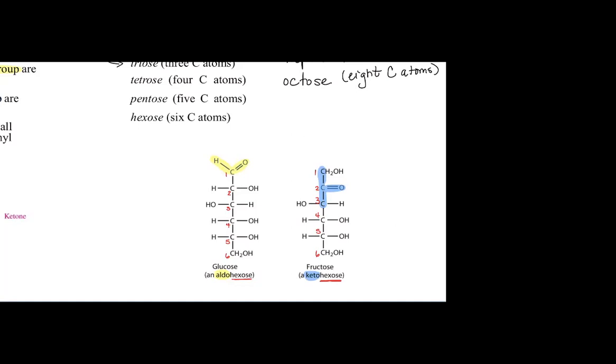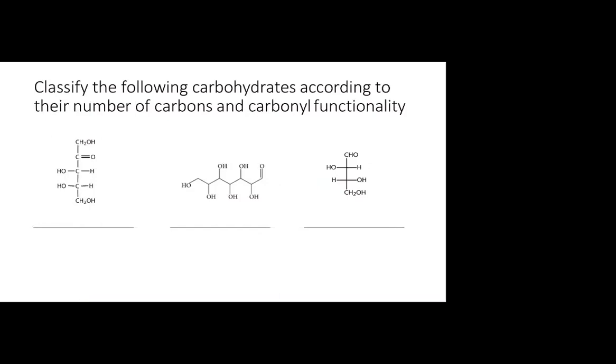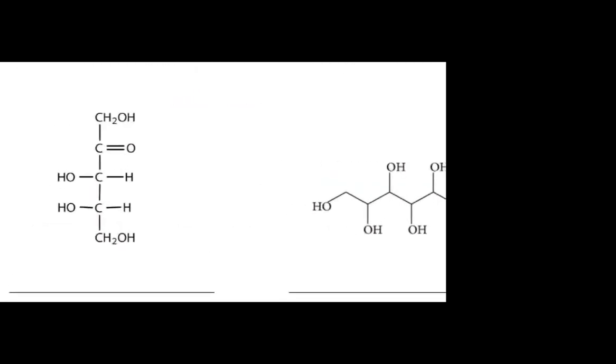At this time, let's practice classifying monosaccharides. I will do the first one with you, and then we're going to move on to the other two. When we look at this first image, we count the number of carbons in my molecule. There's 1, 2, 3, 4, 5. That means this is a pentose sugar.